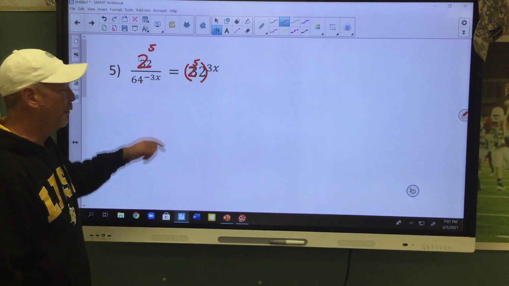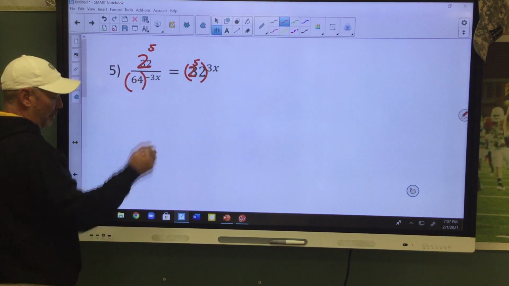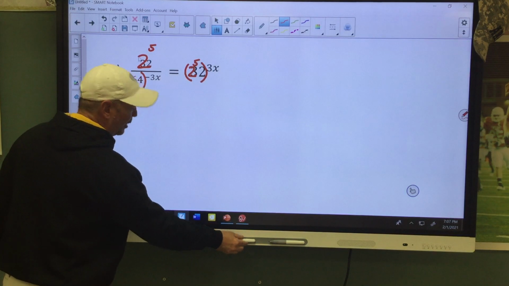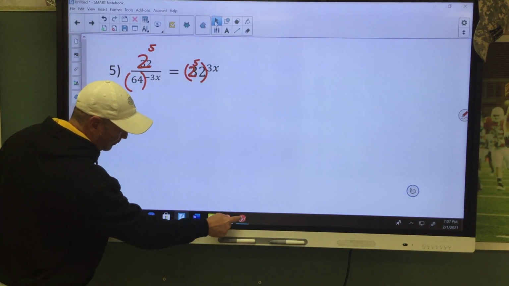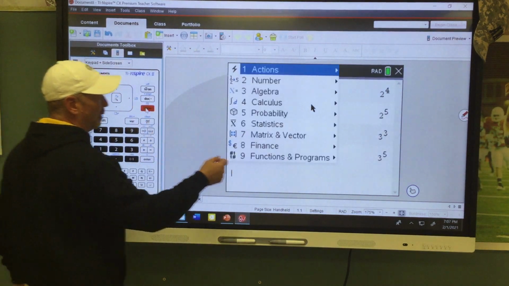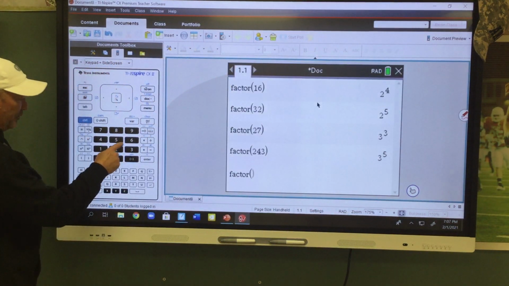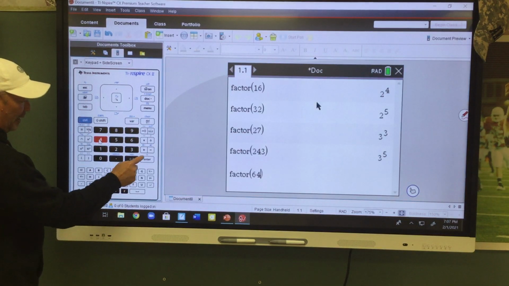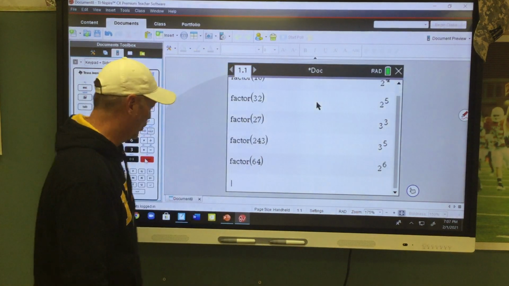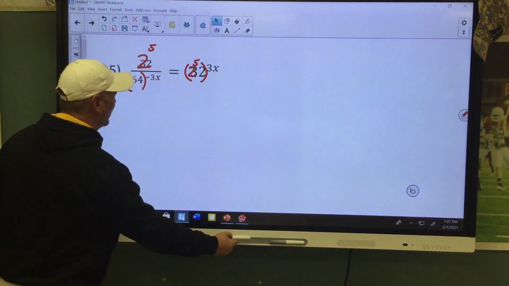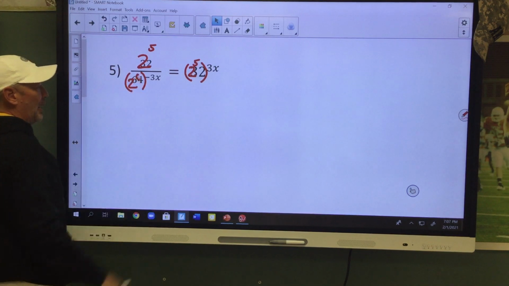But this is 64. What are we going to do with 64? Not sure. So I'm going to go to my calculator. I'm going to go menu, number, factor. 64 is new. So I'm going to say 64, enter. That's going to give me 2 to the 6th power. So we're going to ask you to treat 64 as 2 to the 6th power.